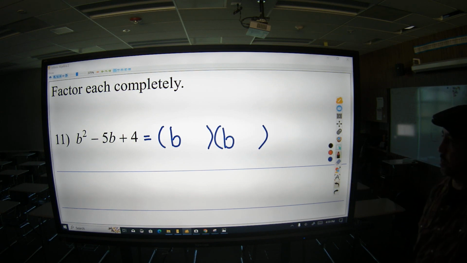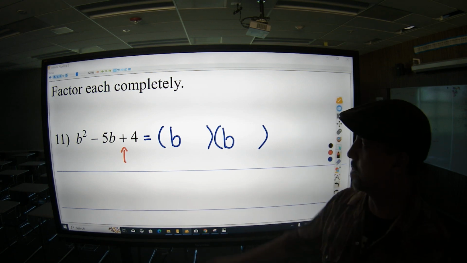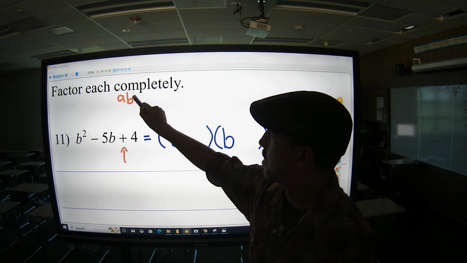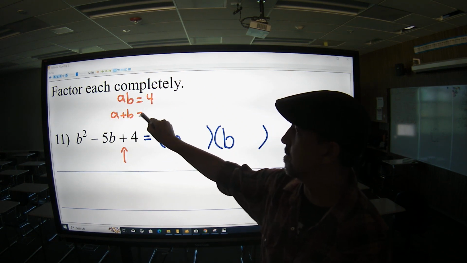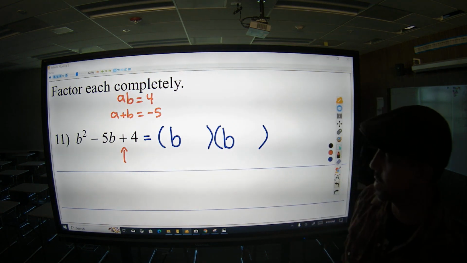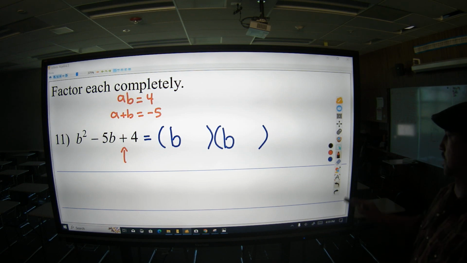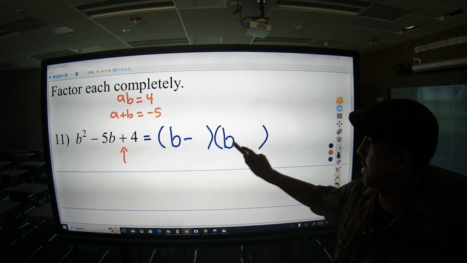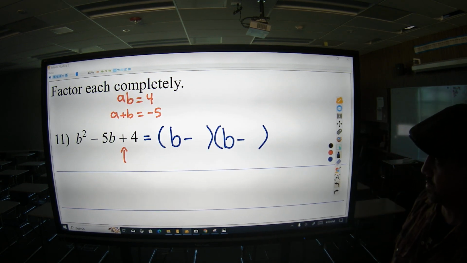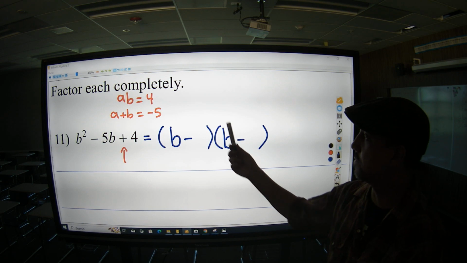Do we have two negatives? Do we have two positives? Do we have a negative and a positive? Well, in this case, we see we have a positive value here. So I'm looking for two numbers that if I multiply them, I'll get positive 4. But now we see that if I add these two numbers, I have to get negative 5. And so if you consider the fact that they both can't be positive, because I can never add two positive numbers and get a negative number, I know that in this case, both of these values that are going to be in the binomial will be negative. And now again, I'm looking for different ways to multiply two integers and get 4, okay?